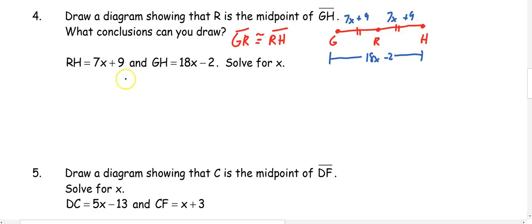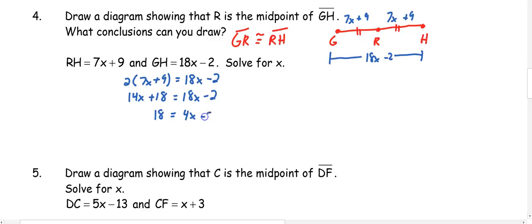So to solve for x, 2 times 7x plus 9 is equal to 18x minus 2. I'm going to distribute the 2, so 14x plus 18 equals 18x minus 2. Subtract 14x from both sides. So 18 is equal to 4x minus 2. Add 2 to both sides. So 20 is equal to 4x. And divide by 4 on both sides. So x is 5.